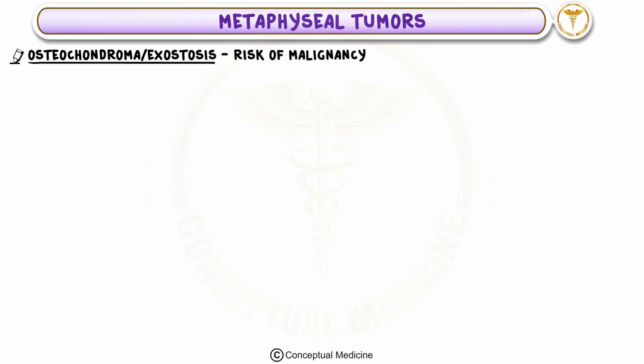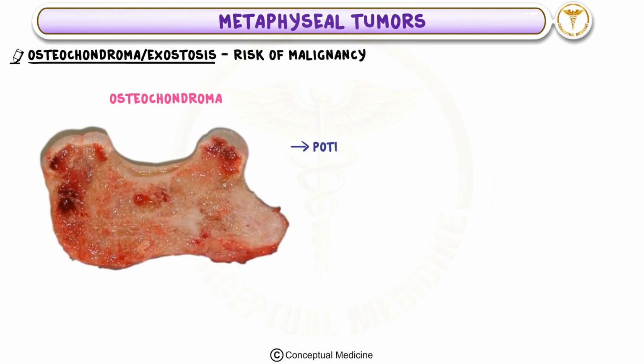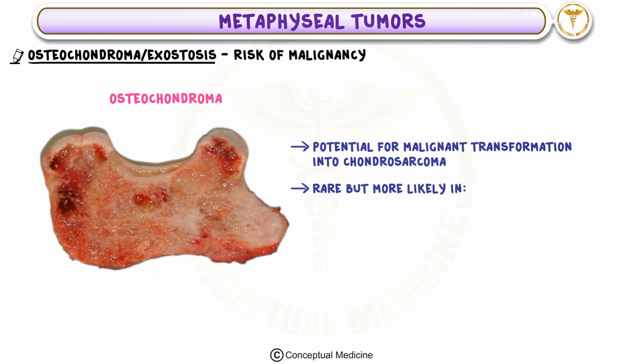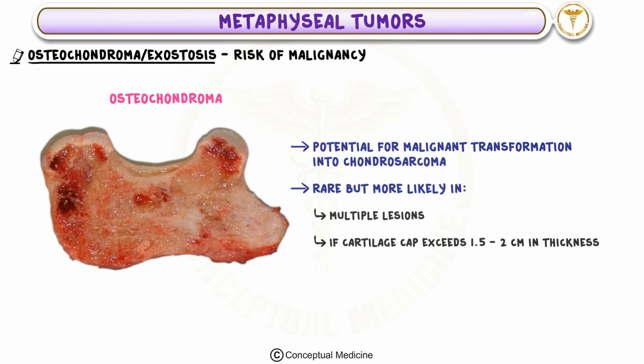Risk of malignancy. Osteochondroma has potential for malignant transformation into chondrosarcoma. While this is rare, it's more likely in cases with multiple lesions or if the cartilage cap exceeds 1.5 to 2 centimeters in thickness.